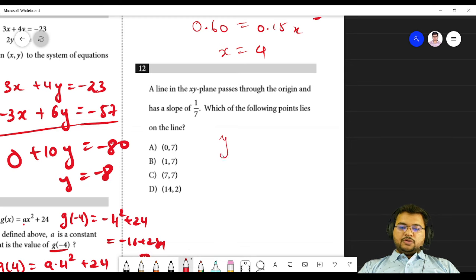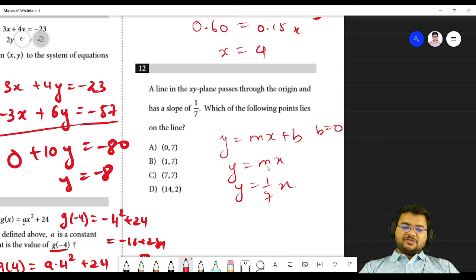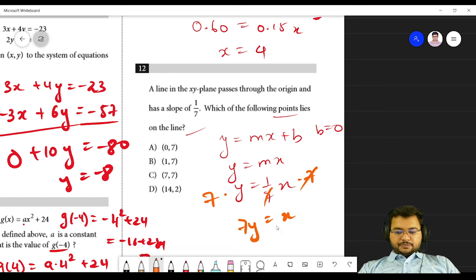The equation of a line is y equals mx plus b. Here b equals 0 as it is passing through the origin. So y equals mx. Now m is given as 1 by 7, so it will be 1 by 7 times x. Which of the following points lies on the line? Here we are not able to see any fraction in the options, so can I write this equation as 7y equals x, multiplying both sides by 7? The 7 and 7 will get cancelled and x equals 7y.